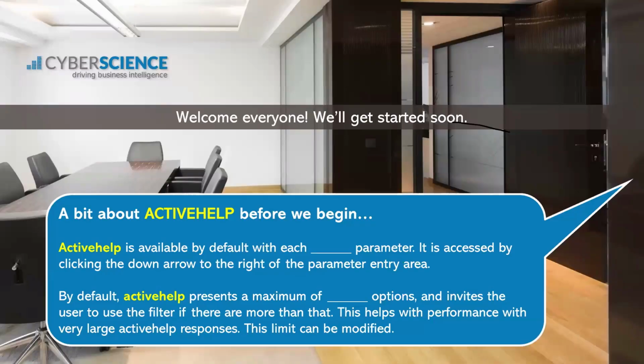So active help by default comes with every input parameter, and the default active help will show up to a total of 1,000 options. So if you prompt a user for item numbers, it's going to show 1,000 by default. But John's going to show you today how you can increase that number and search and do all kinds of nice things with active help.